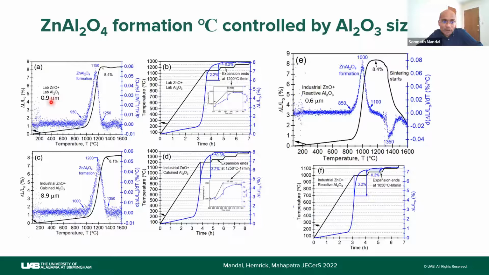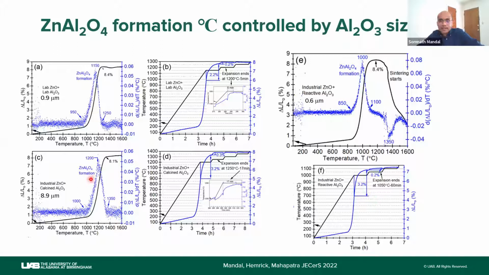And when you increase the particle size even further to 8.9 micron, the formation temperature increases to 1200 degrees C. So this formation temperature of zinc aluminate is directly linked to the alumina particle size. And using step scan dilatometry, we found that 1200 degrees C, 5 minutes is optimum for zinc aluminate formation from lab grade materials, whereas for calcined alumina, it is 1250 degrees C in 17 minutes. For reactive alumina, this was even less. It was 1050 degrees C for 1 hour.